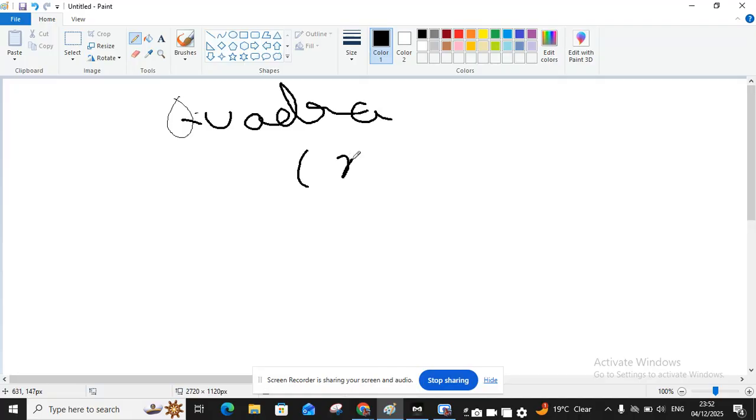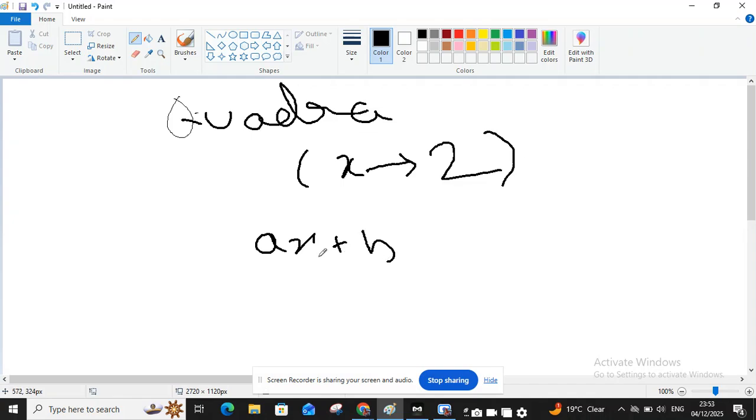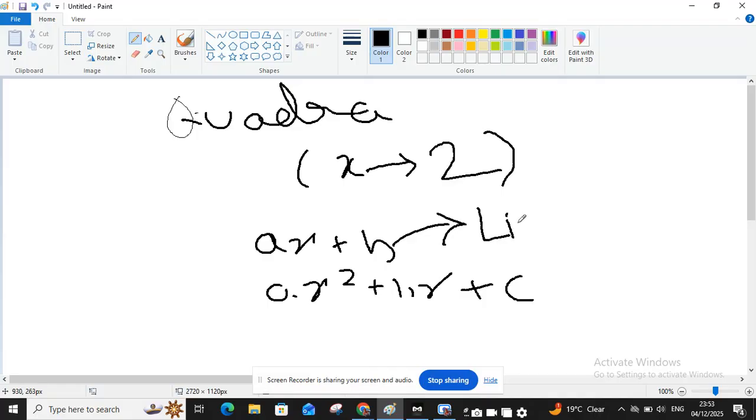Quadratic equation means that the highest degree of x is 2. Like if I have something like ax plus b, and I have a thing like ax squared plus bx plus c. From here, this will be linear, and this will be the quadratic.